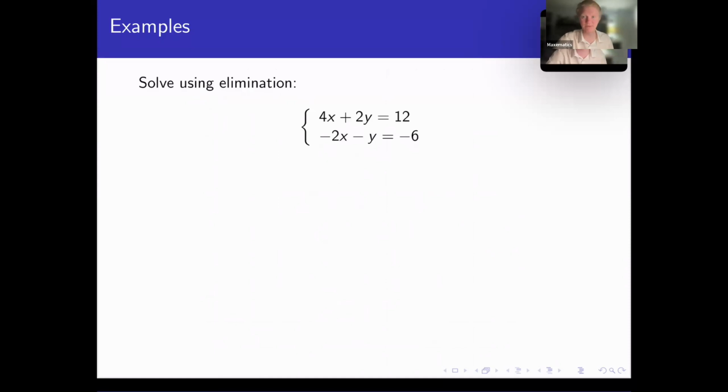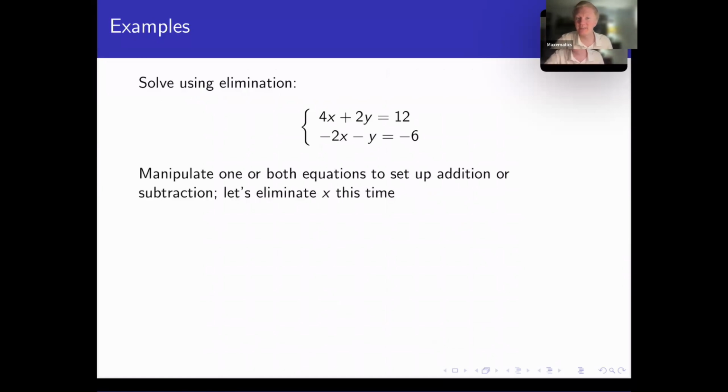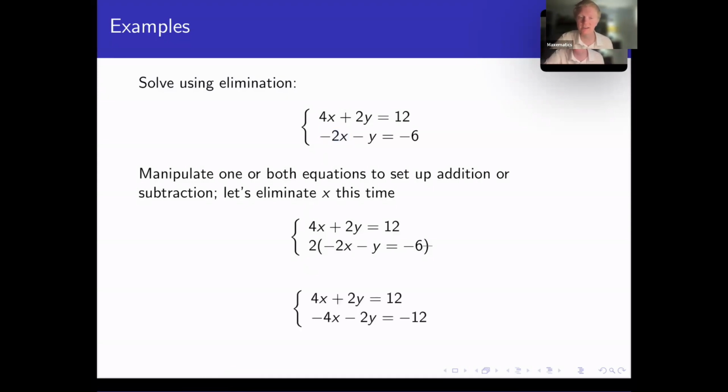Okay, well, maybe you already have an idea on what's going to happen this time. So this time, why don't we multiply the second equation by 2 so that we can eliminate x. So if we have 4x and negative 2x, if we multiply this by 2, we get negative 4x, and 4x minus 4x is going to go away. Nice. All right. 2 times negative 2x, negative 4x. 2 times negative y, negative 2y. 2 times negative 6, negative 12.